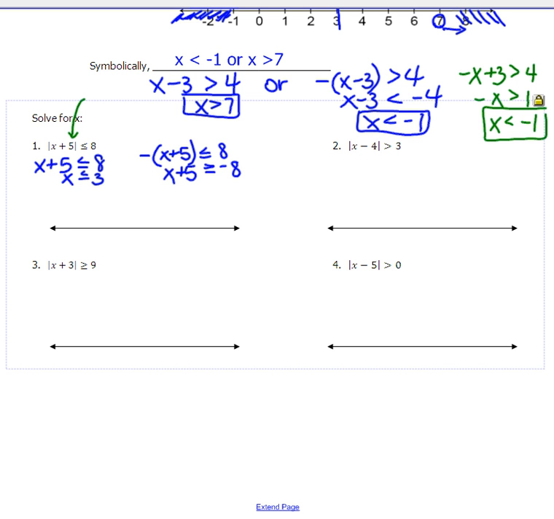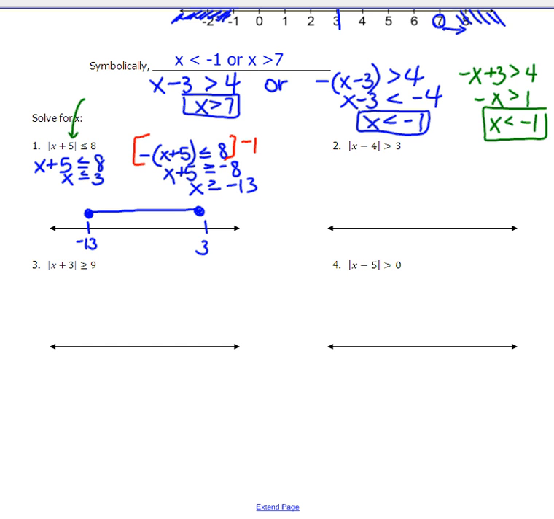I multiplied through this whole entire thing, essentially, by negative 1. Okay? So I have to flip the symbol when I multiply through an inequality by a negative. And then I'm going to get x is greater than or equal to negative 13. And if you think about this, here's negative 13. Here is 3. And it's greater than or equal to negative 13. So I use a solid circle here.